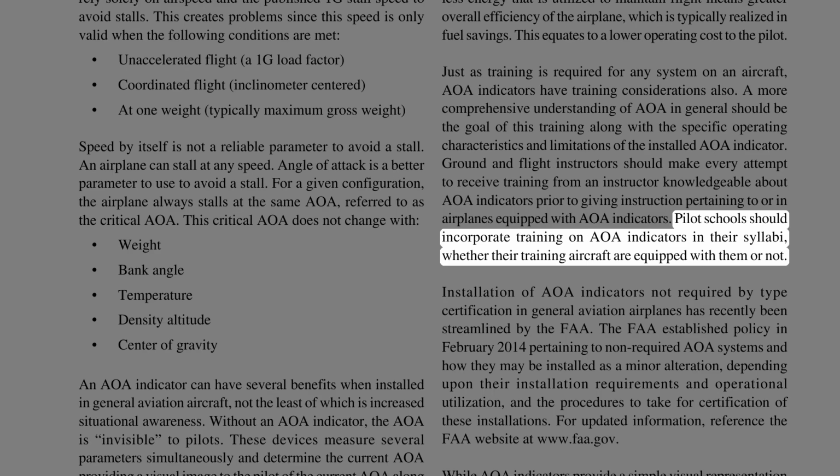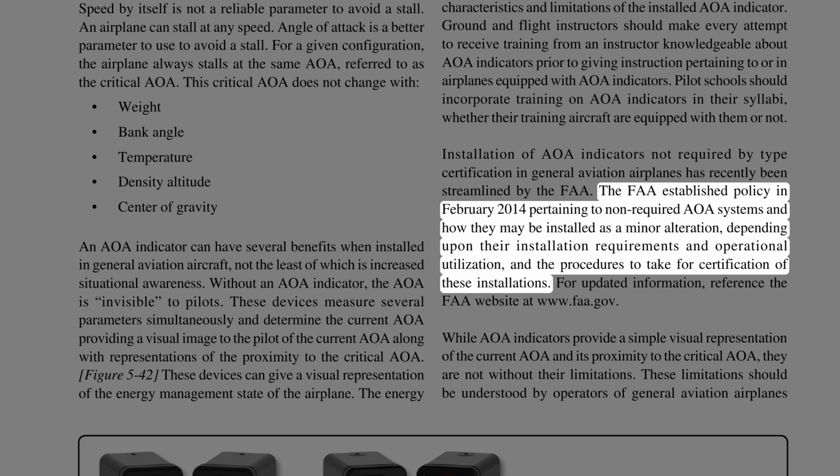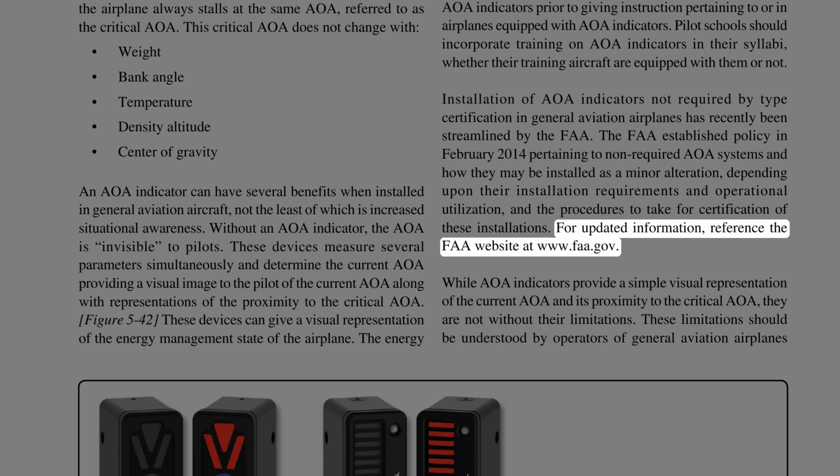Pilot schools should incorporate training on AOA indicators in their syllabi, whether their training aircraft are equipped with them or not. Installation of AOA indicators not required by type certification in general aviation airplanes has recently been streamlined by the FAA. The FAA established policy in February 2014 pertaining to non-required AOA systems and how they may be installed as a minor alteration, depending upon their installation requirements and operational utilization, and the procedures to take for certification of these installations. For updated information, reference the FAA website at www.faa.gov.